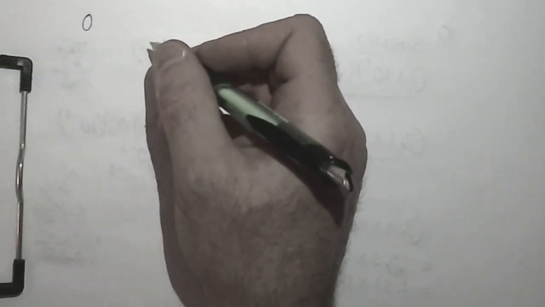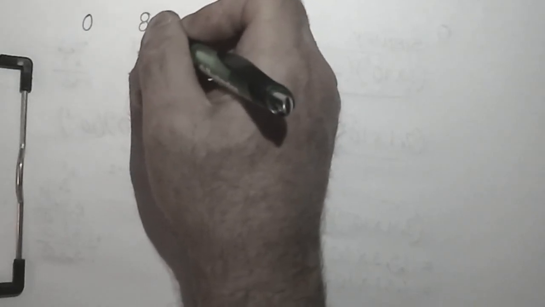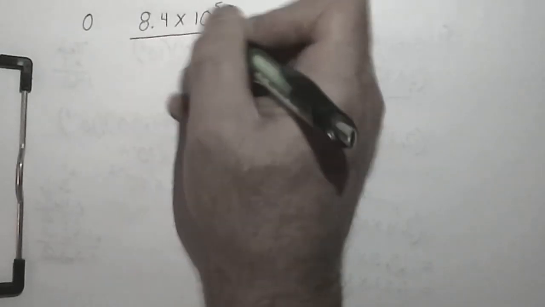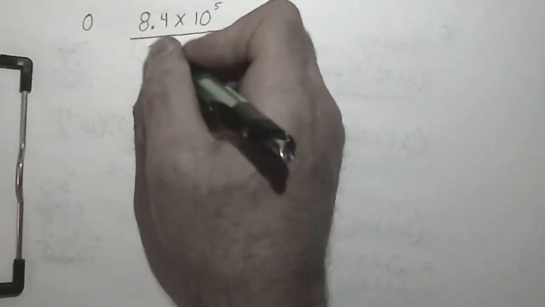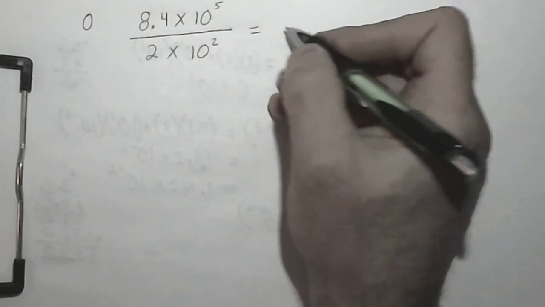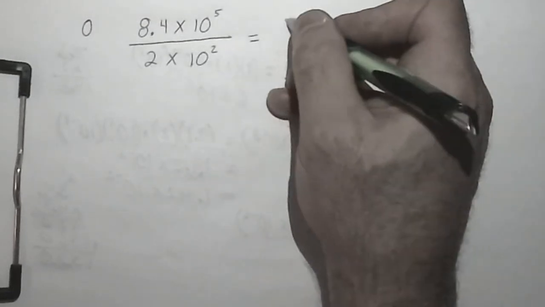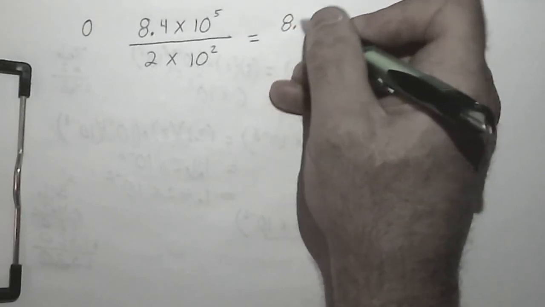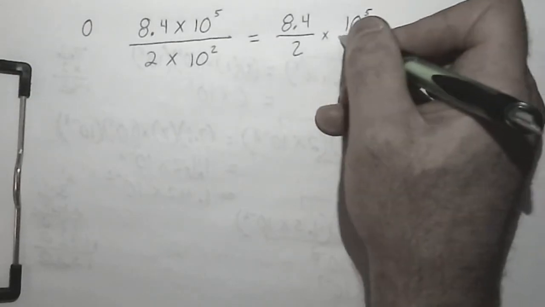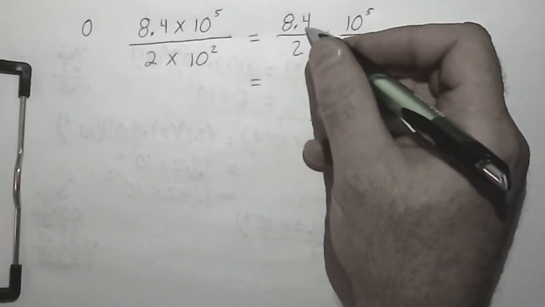Okay, how to divide numbers that are in scientific notation form. Let's take 8.4 times 10 to the 5th, and let's divide it by 2 times 10 to the 2nd power. So to divide these two numbers that are in scientific notation form, we basically split up like bases. So we put the 8.4 over the 2, times 10 to the 5th divided by 10 to the 2nd. Now 2 divides into 8.4.